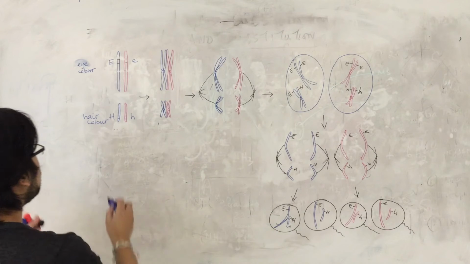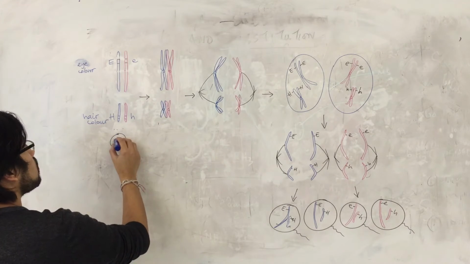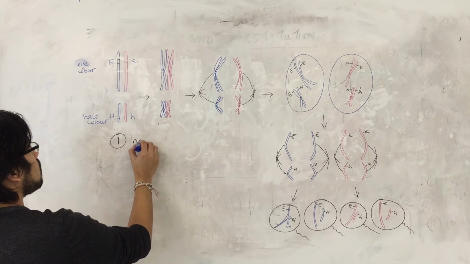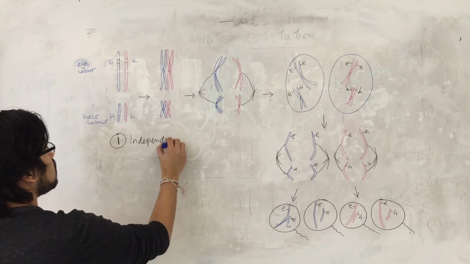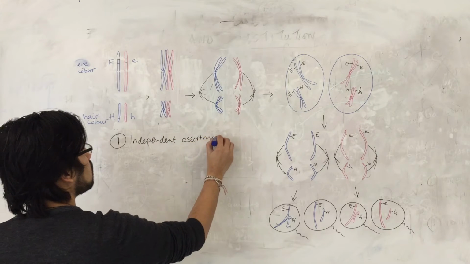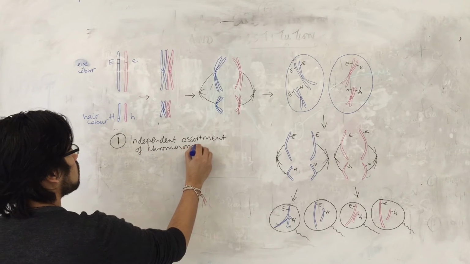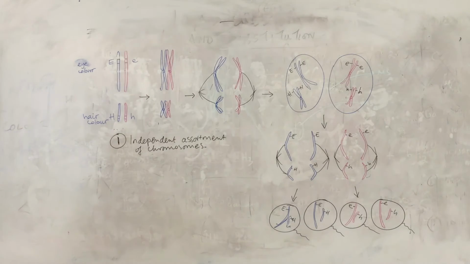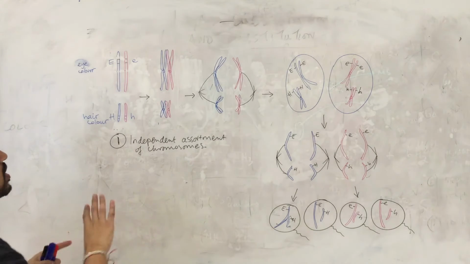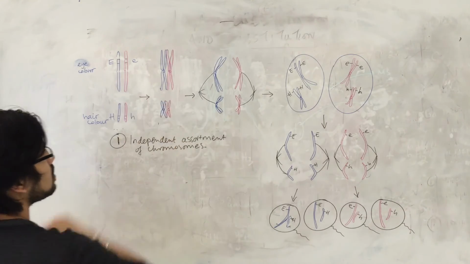Okay, so the first thing is called independent assortment of chromosomes. We've looked at one scenario. It could have happened like this, but it could also have occurred in a different way, which is if this bivalent had arranged itself like that.